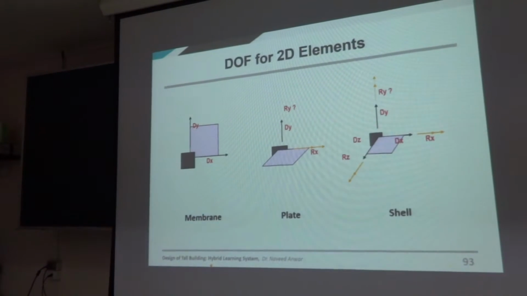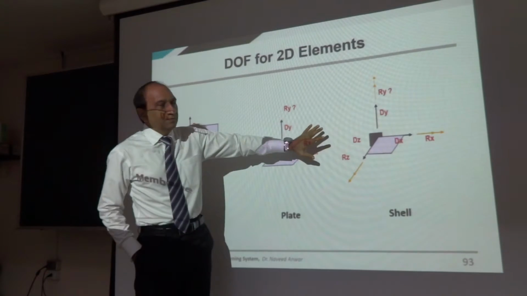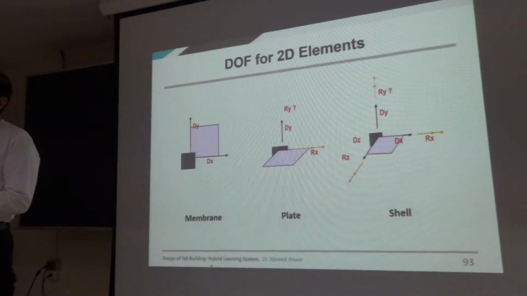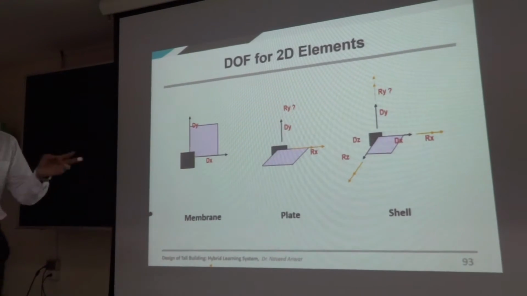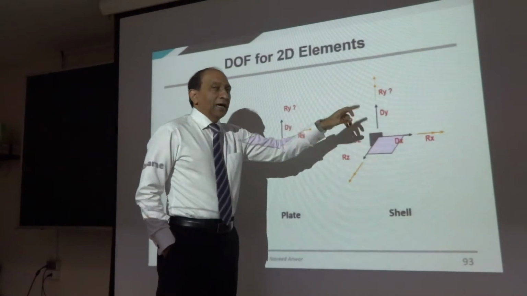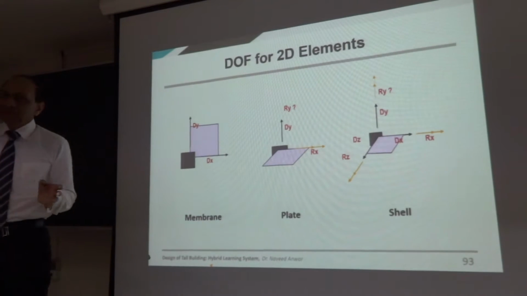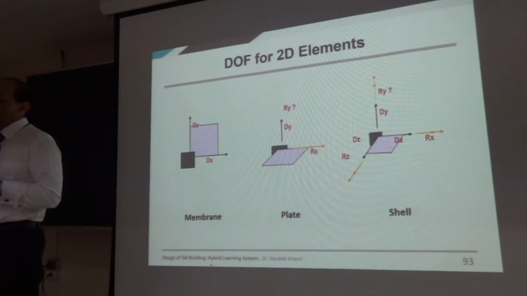And we get a shell, which is both these degrees of freedom plus those degrees of freedom. You get a shell element. A shell element is a complete element which has 5 or 6 degrees of freedom. Now, this question mark about Ry, I don't want to go into too much detail, but just to tell you that this is one of the 2 degrees of freedom that is not understood.